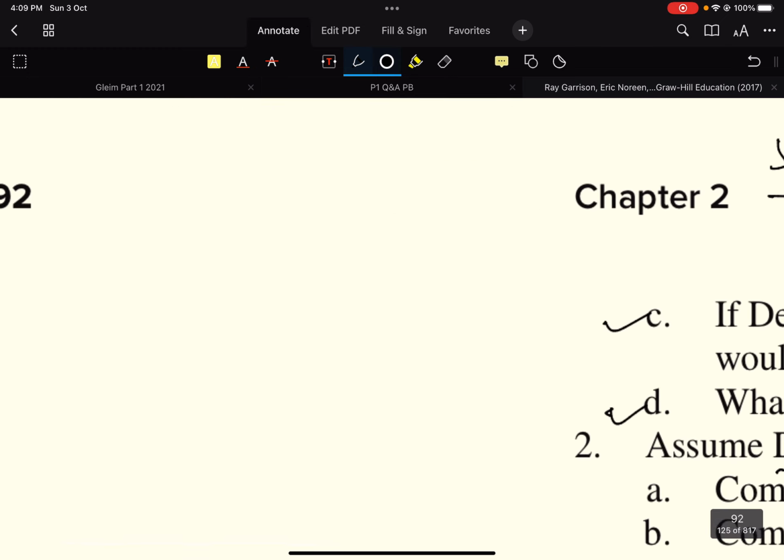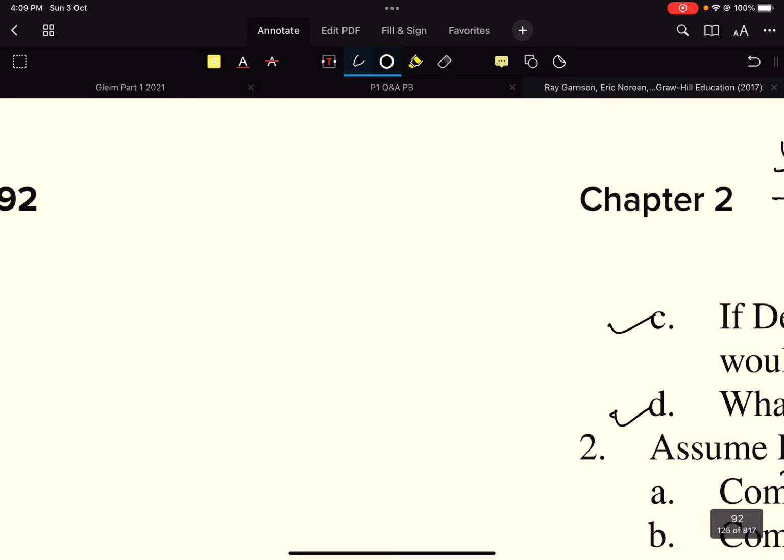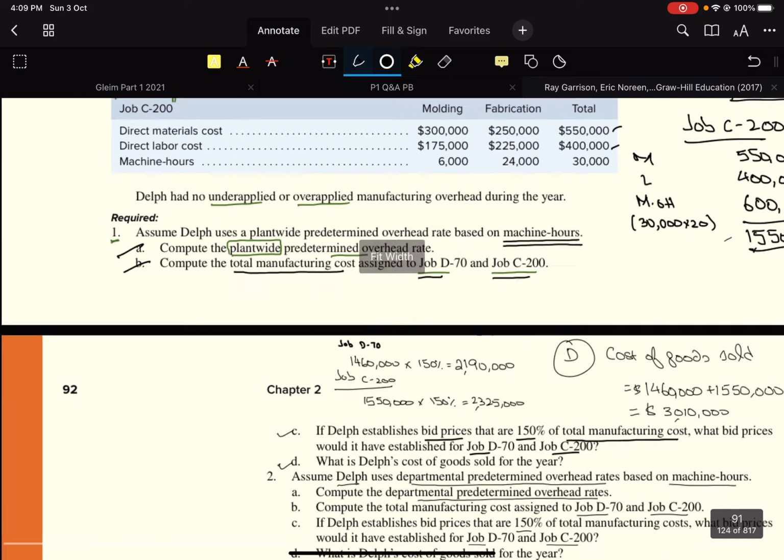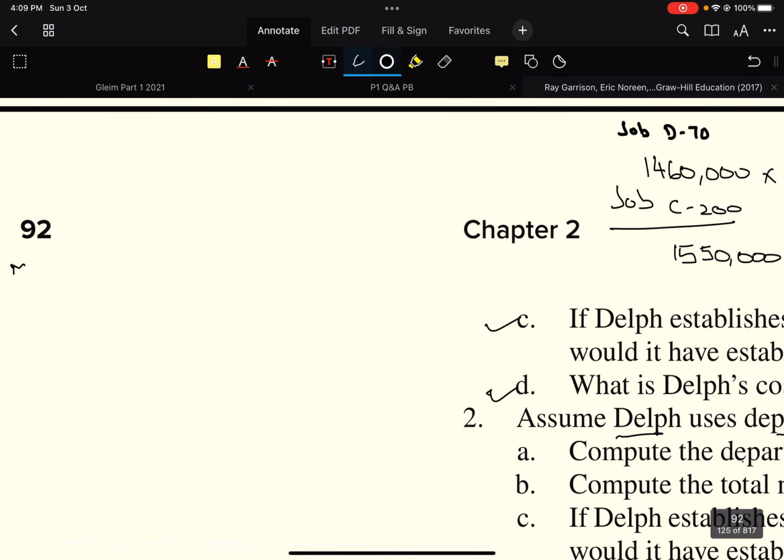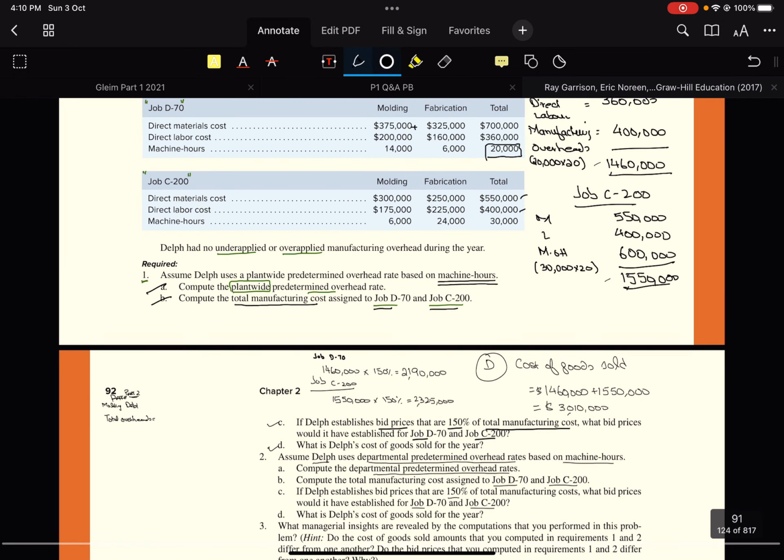So it's very simple. Let's start with the molding department first. There were 2 departments, I believe, molding and fabrication. Yes, there are. So this is part 2. For the molding department, cost is equal to total overheads. Overheads are equal to fixed cost. Fixed cost was 700,000.